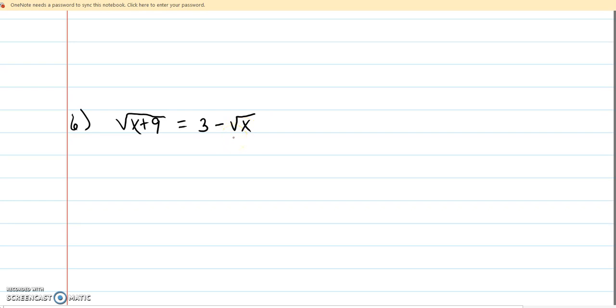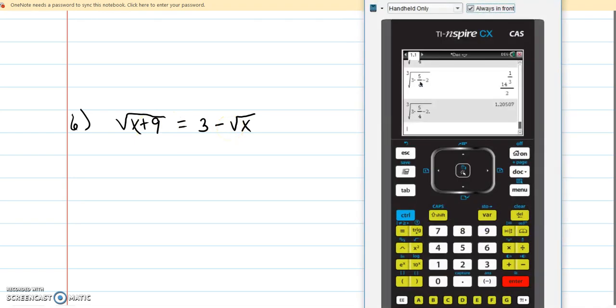The calculator is unfortunately only going to give us the answer that works, only the one answer that's the solution, or maybe 2. Algebraically, we'd be able to find all the possible ones. So let's do the calculator with this one. So let's pull this up.